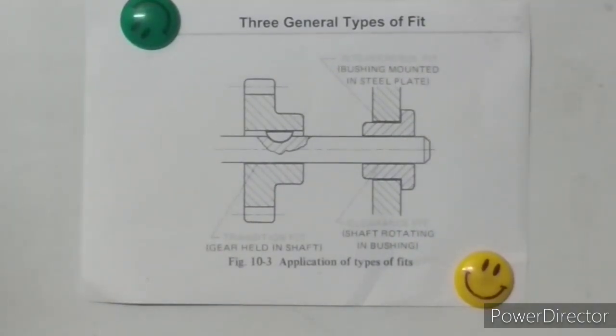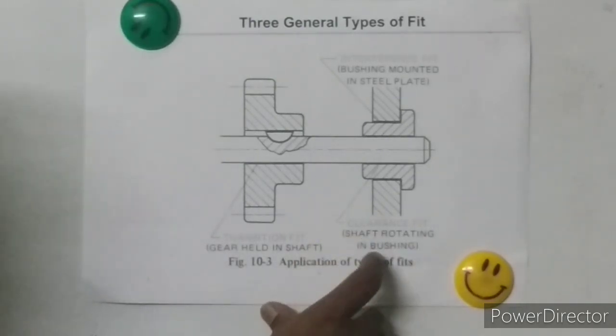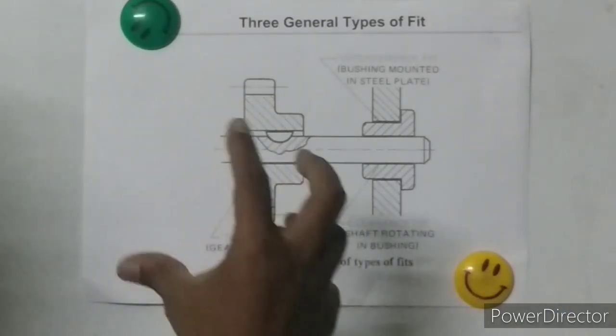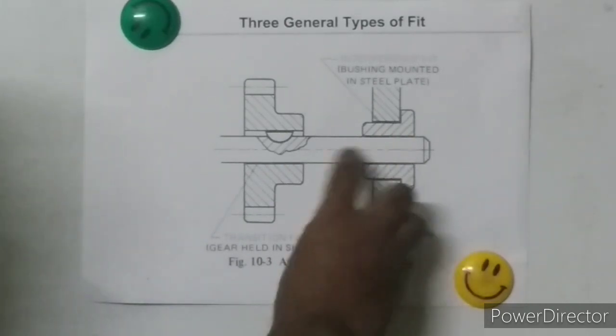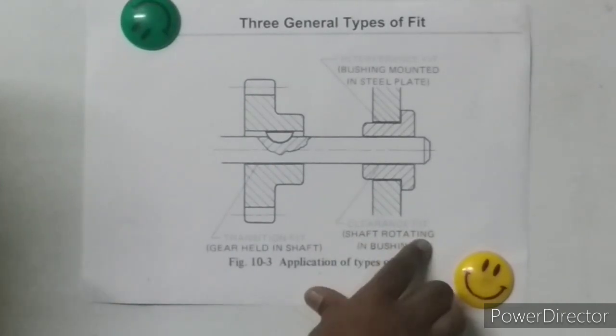Where do we usually use the clearance fit? The clearance fit is used where a shaft rotates in a bush. Always the bush size will be more than the shaft. So we want the clearance, because the shaft has to rotate easily. There we use the clearance fit.